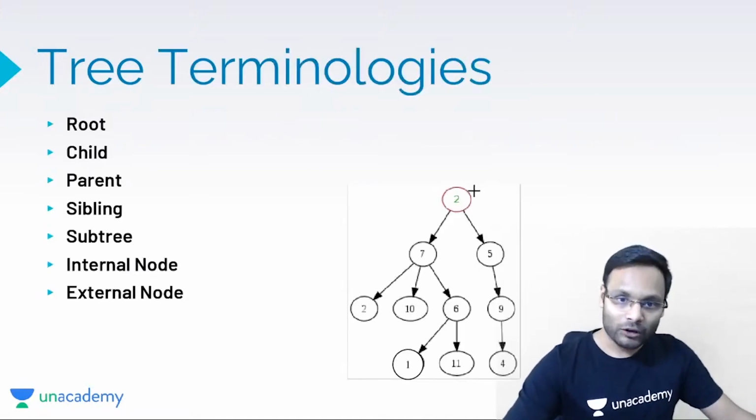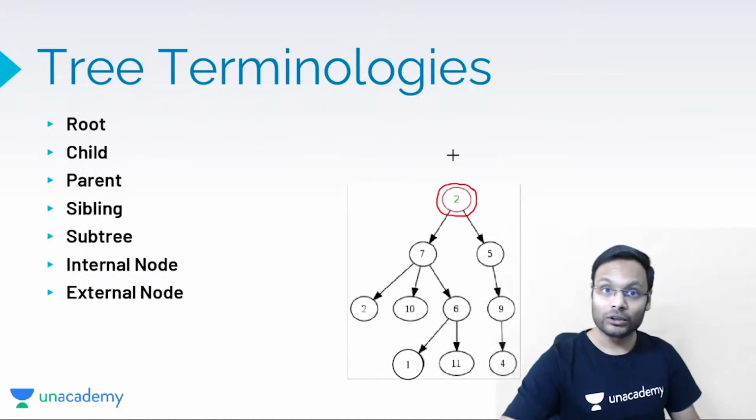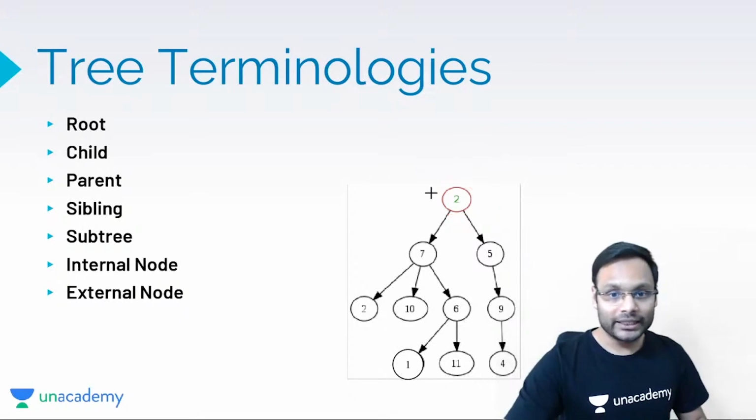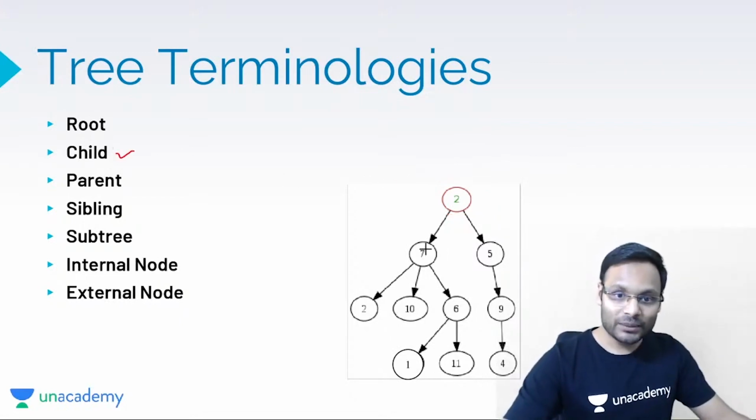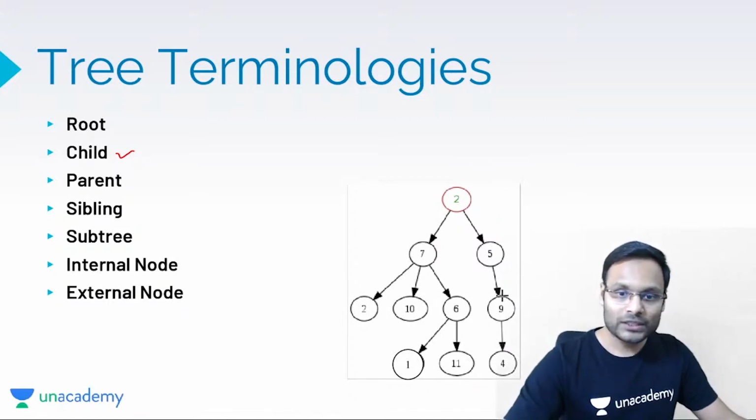First of all, we always have a rooted tree, meaning our tree starts from a specific node which we call the root of the tree. Then we have child. What is the meaning of child? Look at this. 7 and 5 are children of 2. Then 2 is child of 7, 10 is child of 7, 6 is child of 7. Right? 9 is child of 5. 4 is child of 9.